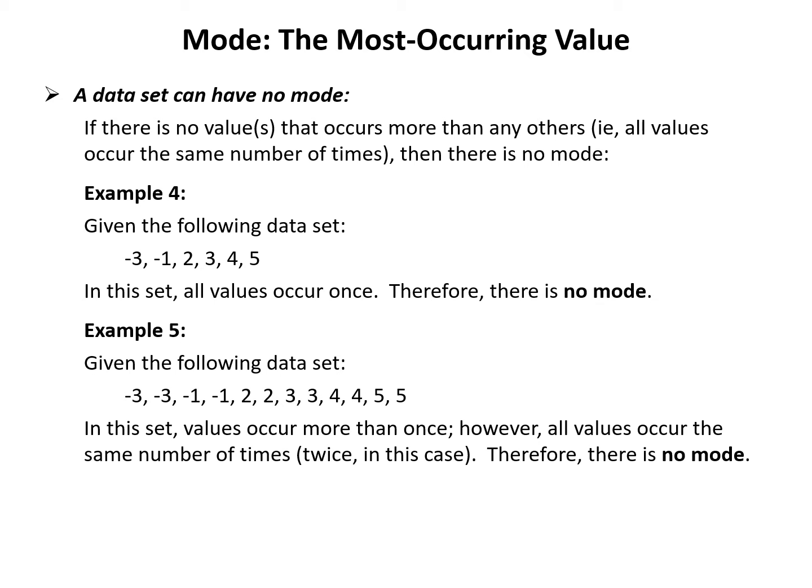In example 5 on the slide below, we're given a similar data set. Here, values do occur more than once. However, all values occur the same number of times, which is twice in this case. Therefore, there is, again, no mode.